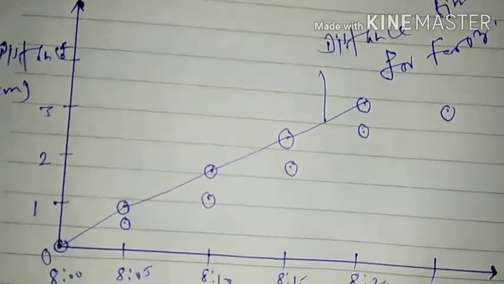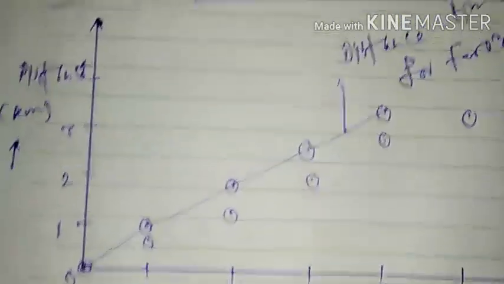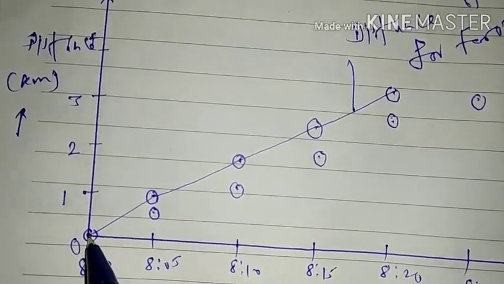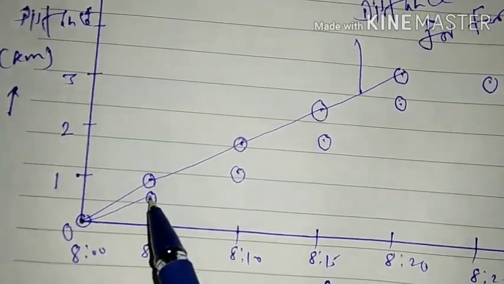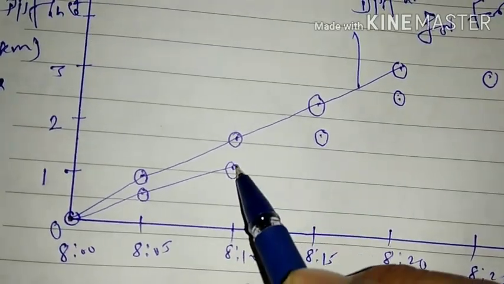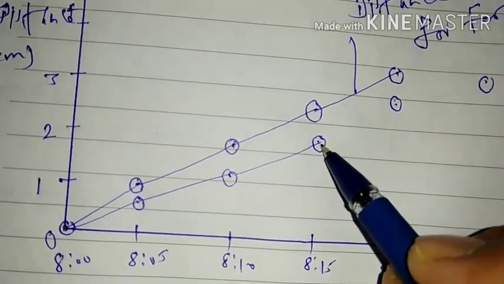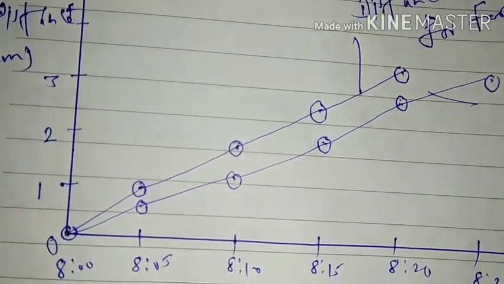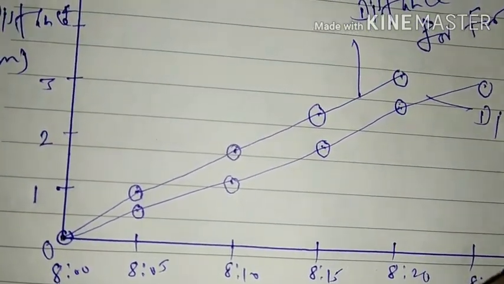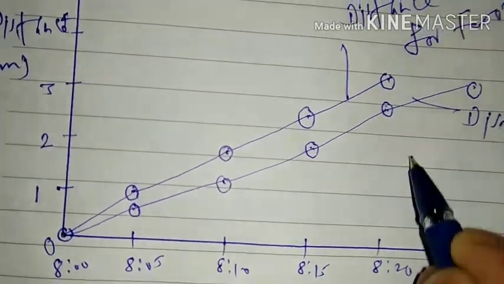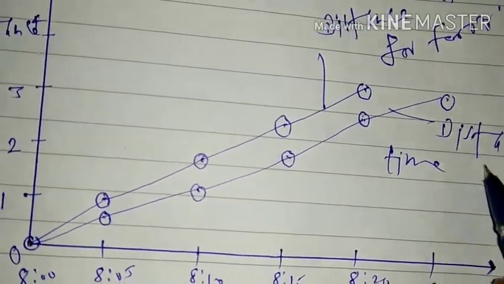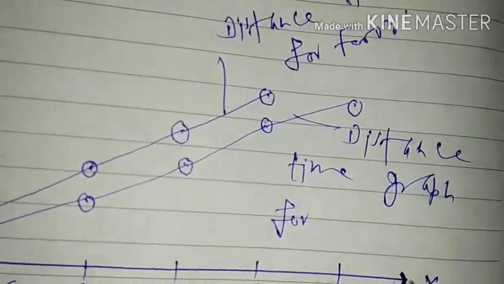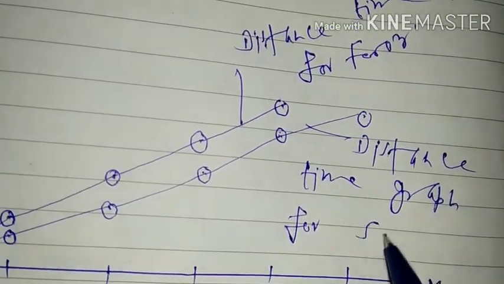Now, if we join all these points, then what do we find? We find, see, this is the nature of the graph. We join all these points freehand. So this is the distance time graph for Sania.